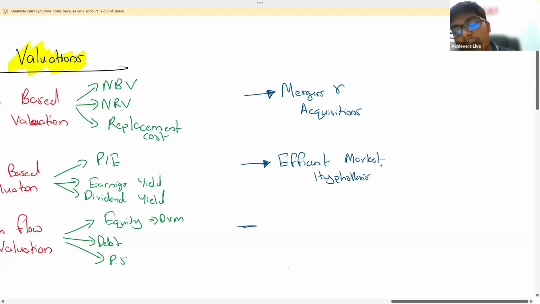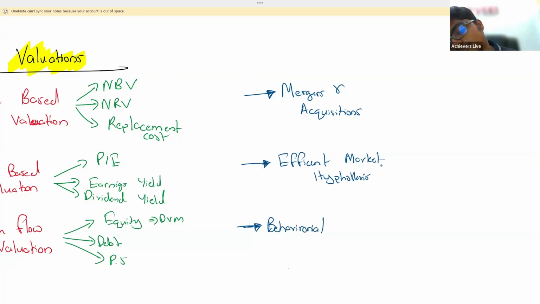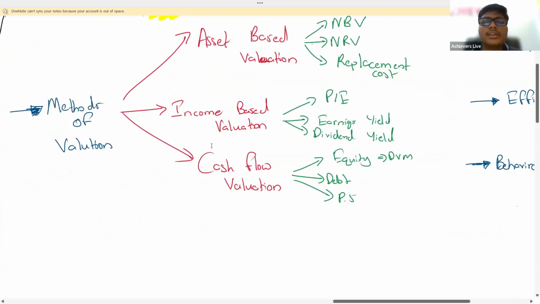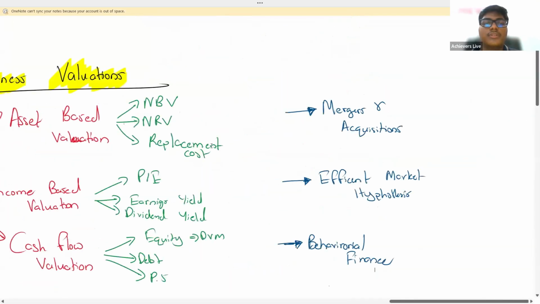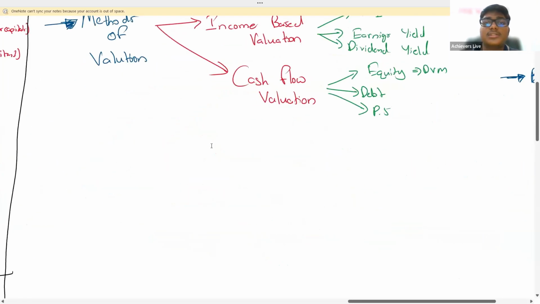And the next final area which we looked at over here was behavioral finance. So these were the only things which we looked at. Correct? Anything which I am missing? Anything which I have forgotten? No, right? I don't think I have missed anything. So do that. Okay, so very small area, business valuations.